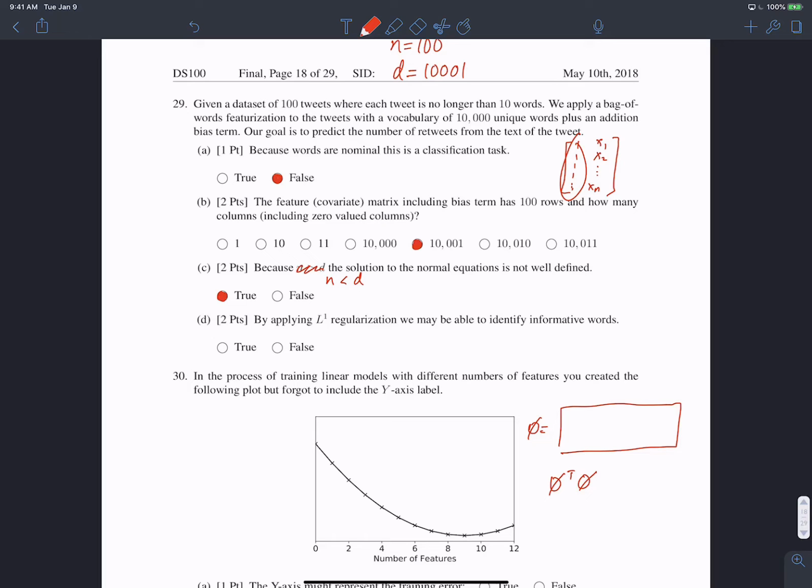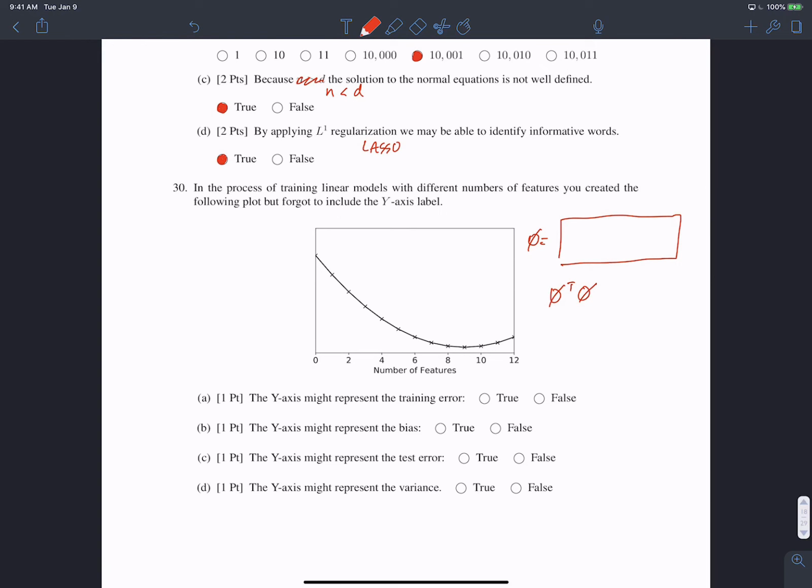Cool. D, by applying L1 regularization, we may be able to identify informative words. That's true. As we know, L1 regularization or lasso regression encourages sparsity in terms of the weights in our theta vector, and it sets many of them to 0. And so that essentially does some feature engineering for us, right? If it sets the weights of some features to 0, it'll tell us that those features may not be important when you're creating your model.